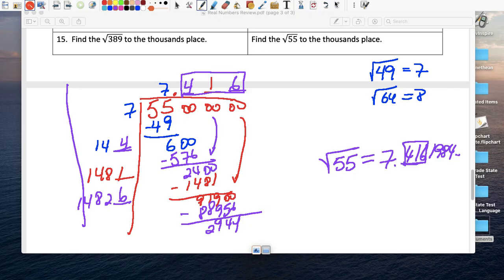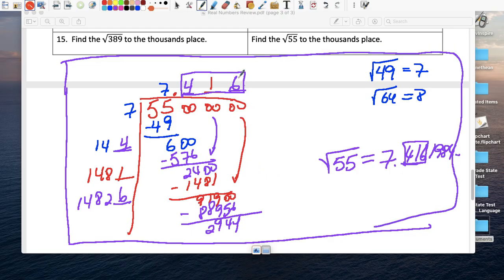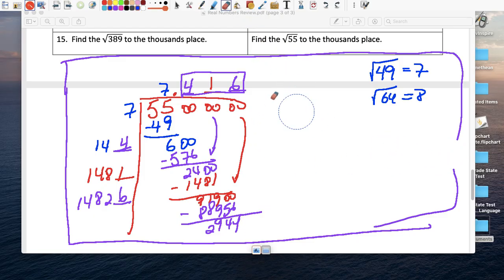Let's say I gave you find the square root of 55 to the nearest. And all this will be the work that you need to provide. If I don't see any of this, because we can just easily put it in your calculator, but that's not the point here. The point is to find it like we did the fun way. Okay, that's that.